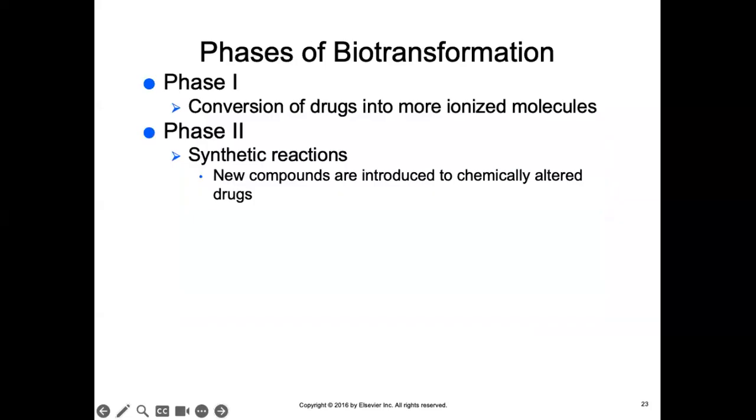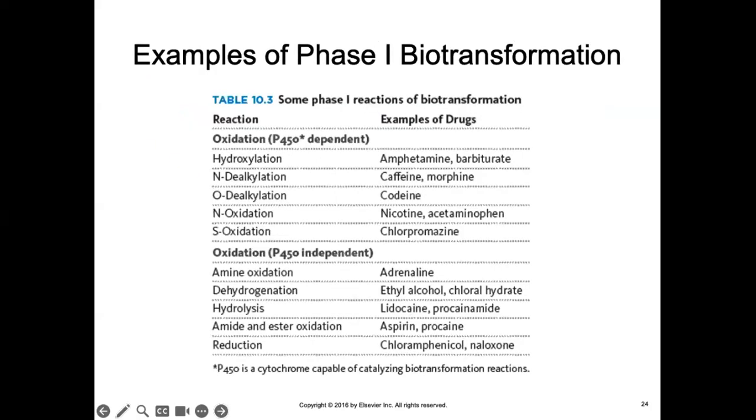Phase one reactions convert drugs into more ionized molecules by the introduction of already existing ionized components of the compounds, while phase two reactions are synthetic reactions in which new compounds are introduced to chemically altered drugs. Okay. So you might say, well, like what? All right. Examples of phase one biotransformation. So this is the liver doing this.